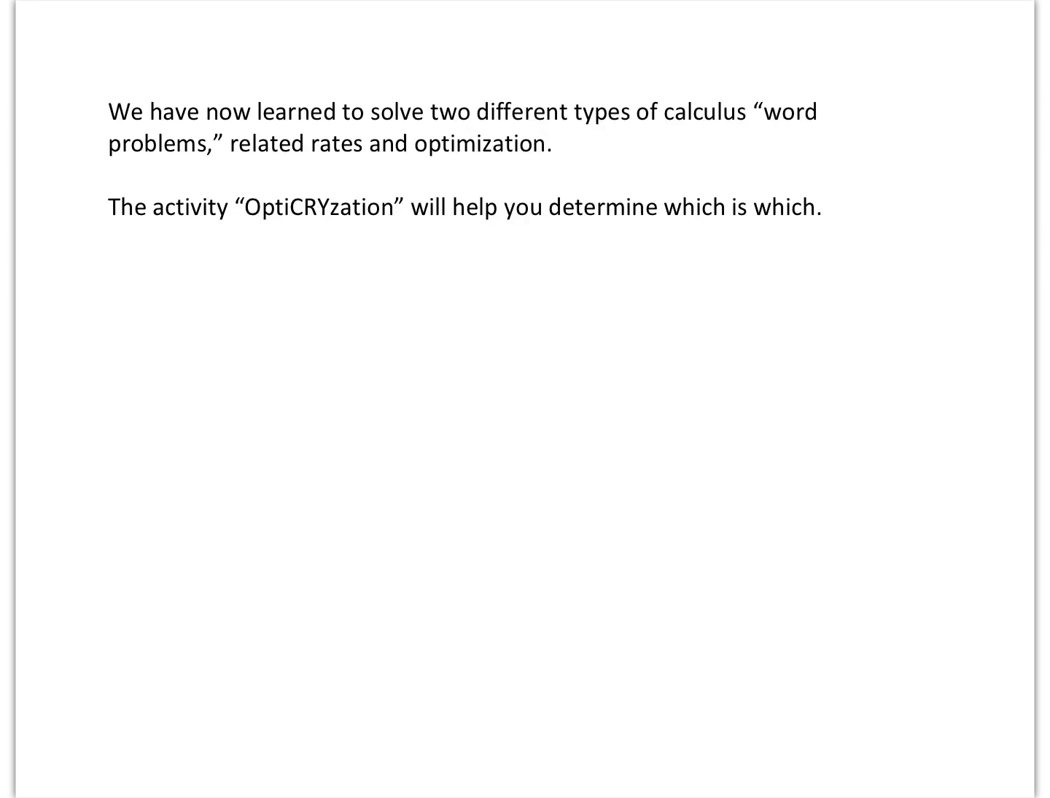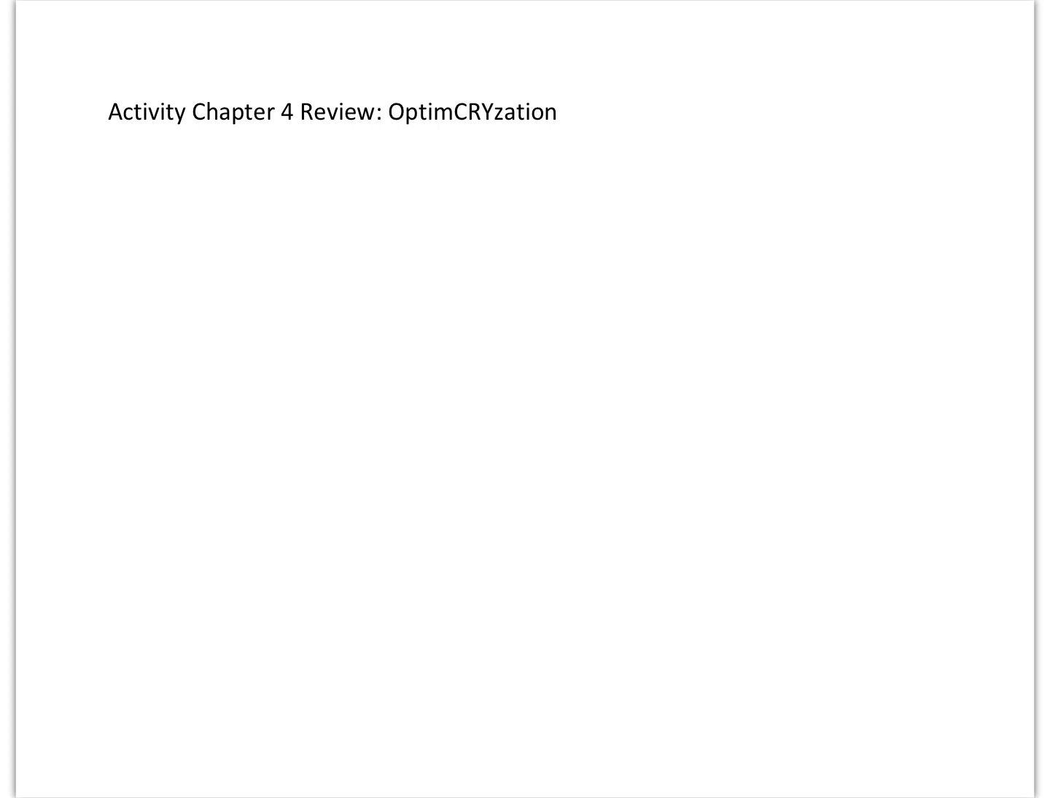We've now learned to solve two different types of calculus word problems, related rates and optimization problems. And we've got a worksheet or an activity called opticrization to help you determine which is which. So you're going to start with the activity, optimization, and pause the video, try the problems, come back and press play when you're ready to go over them.